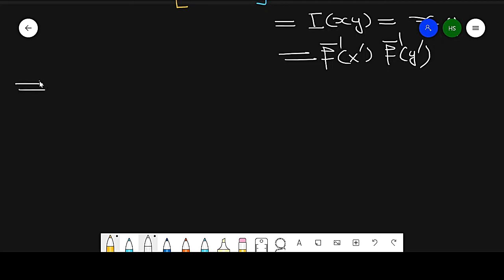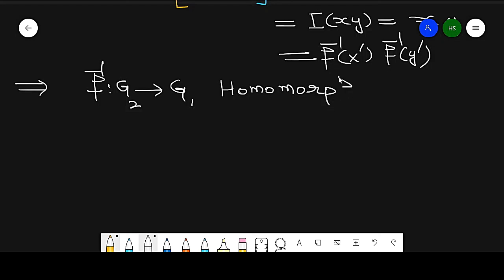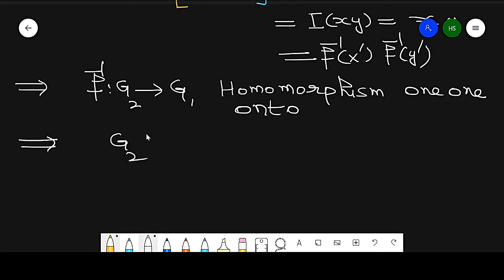So it implies this f inverse from G2 to G1 is a homomorphism, one-one and onto. So it implies G2 is isomorphic to G1. So it proves the symmetry property.